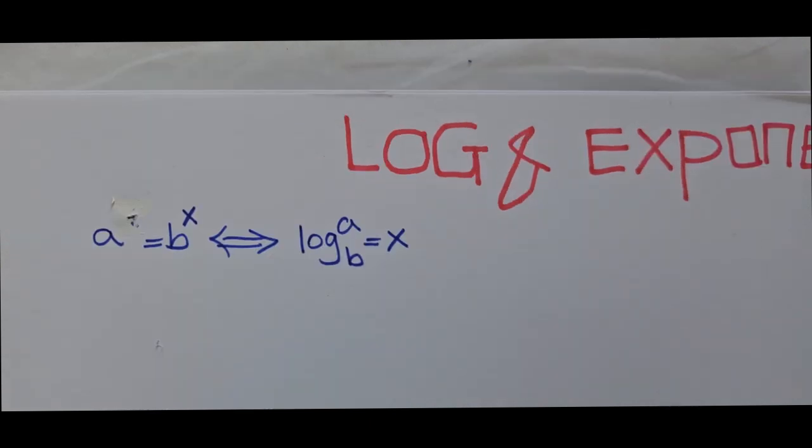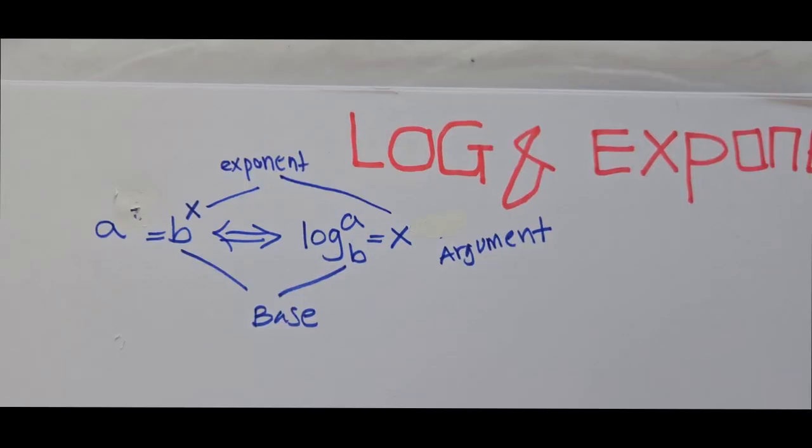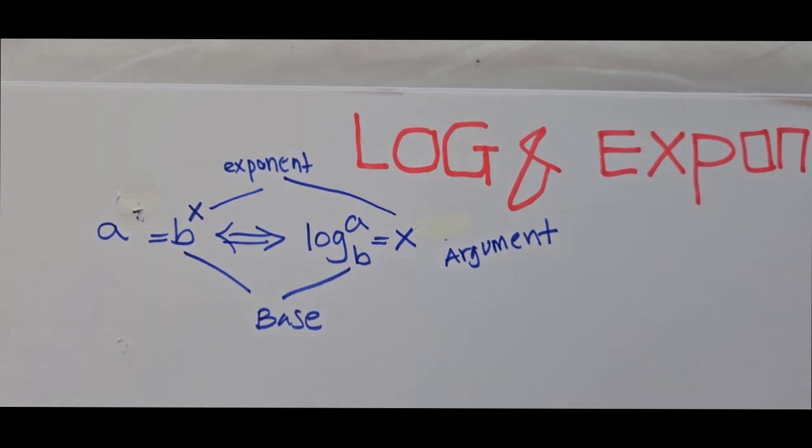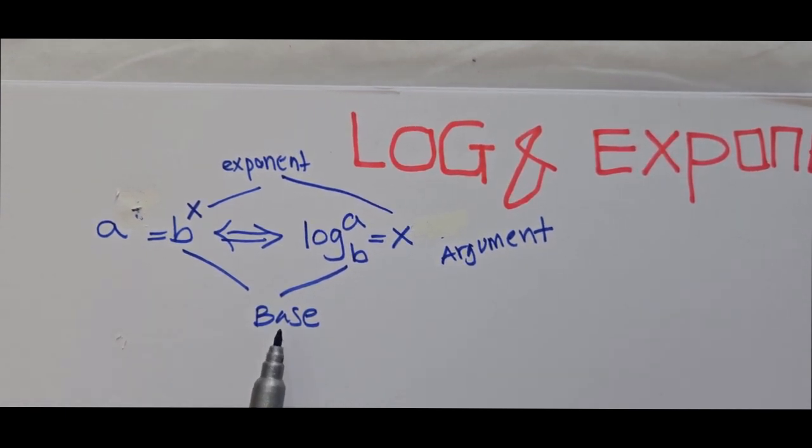Okay, let's begin with some concepts. As you know, logarithm is the inverse operation of exponents. So if you have a equals b to the power x, which is the exponential form, the equivalent logarithm form would be logarithm of a to the base b equals x. Let me introduce the terminology in more detail. The b here is the base, the x is the exponent, and the a is the argument.